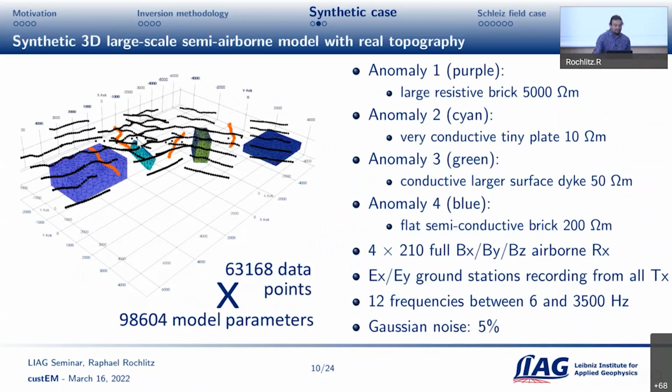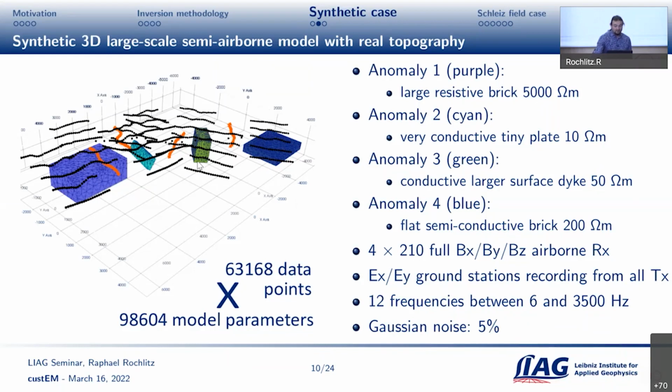For the test case, I have included 4 different anomalies in the subsurface. Here on the right-hand side, you can see the attributes of these 4 anomalies. The purple one is a resistive anomaly, a quite large brick. Then we have a highly conductive thin plate, vertically dipping. We have another semi-conductive target, the green one here, and another semi-resistive target on the right-hand side.